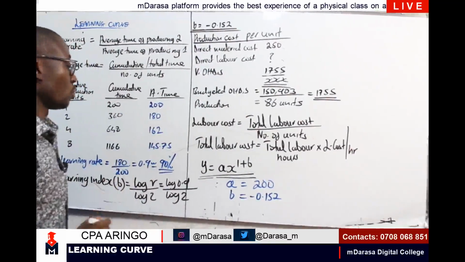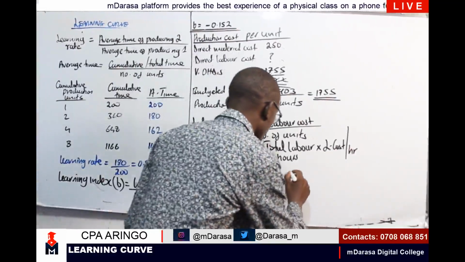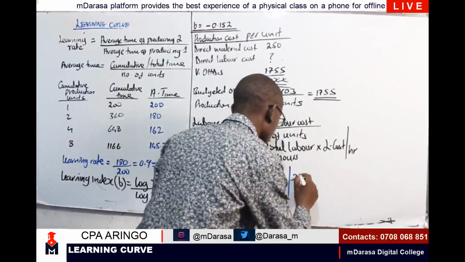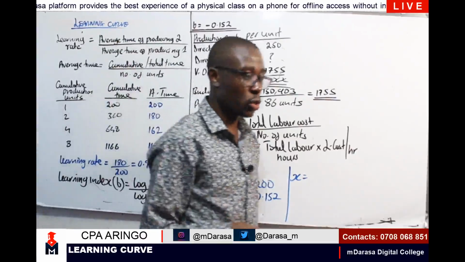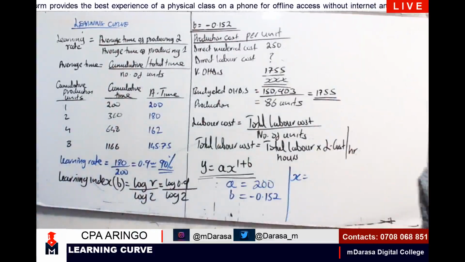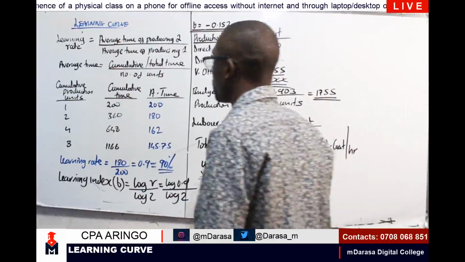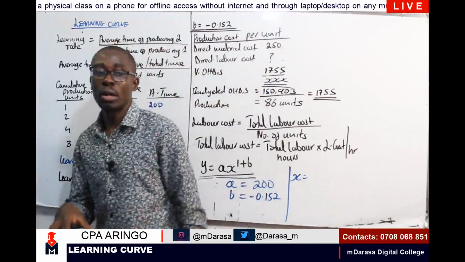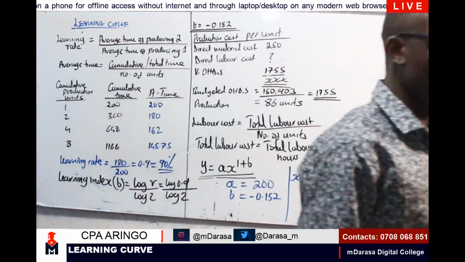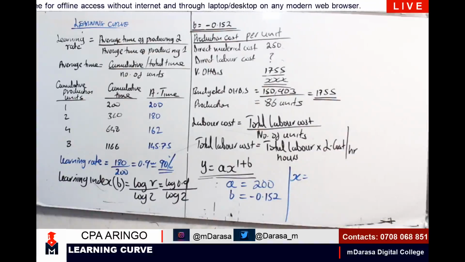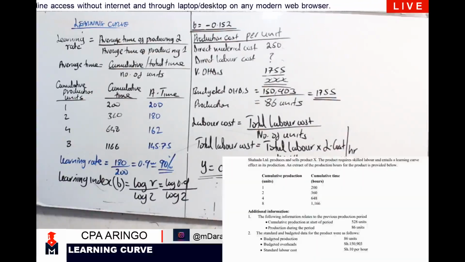My big question will be on our cumulative production, which is our X. So how will you determine your X, my good students? That is the big question we are going to ask ourselves. To determine our X, remember we are looking at cumulative production. And in our question here, did we have this cumulative production? This is our question.